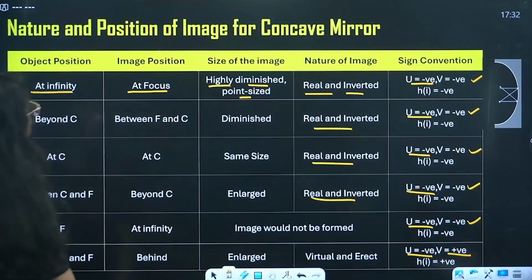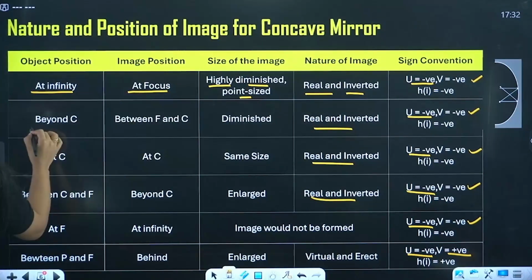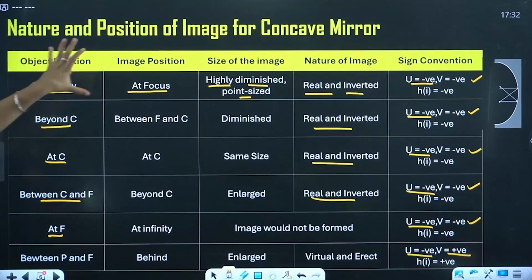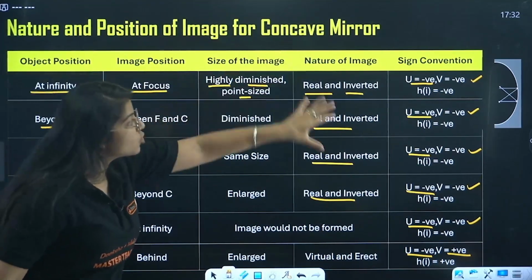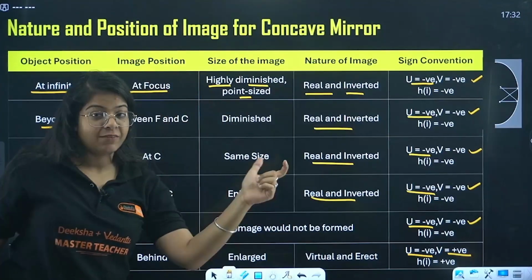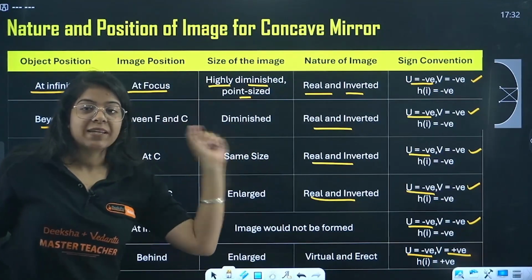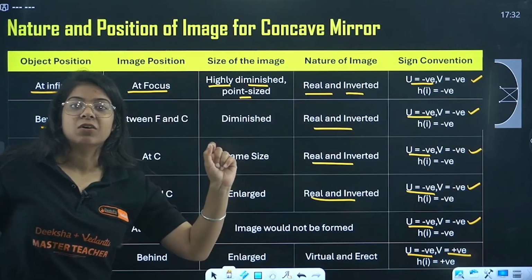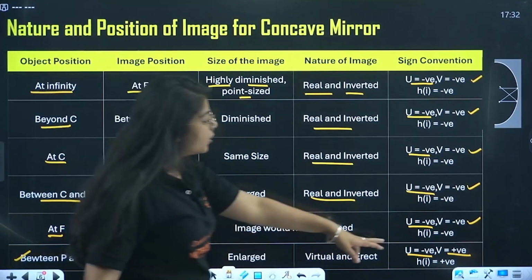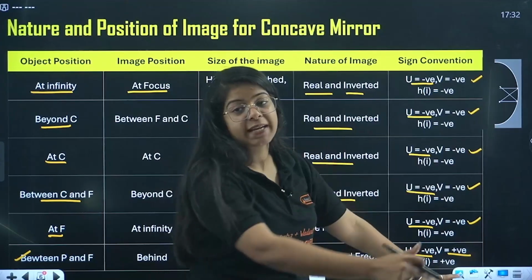Okay, next beta, see, all this is here. Next, beyond C, at C, between C and F, everything is given: object position, image position, size of the image, nature of the image, even sign conventions. Nobody on this whole YouTube is giving you this table. So go get this engraved on your wall. Okay, now beta, 6th case. In the 6th case also, U is always negative, V is on the right hand side, positive.